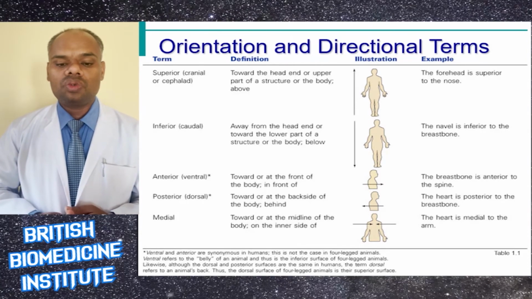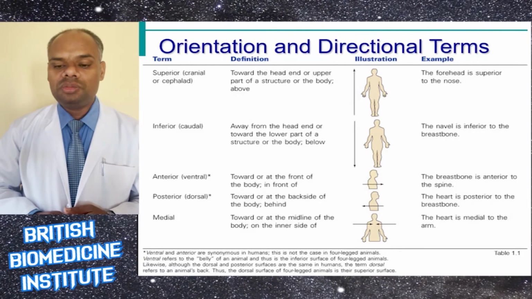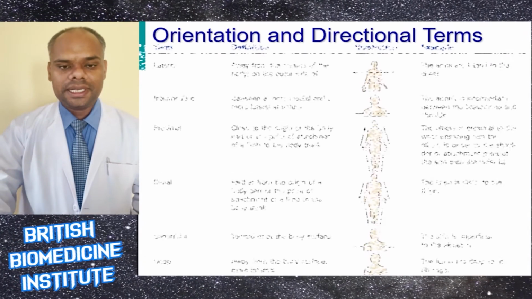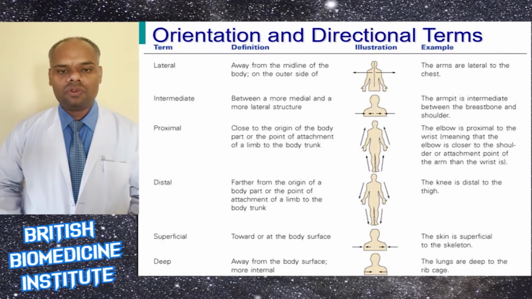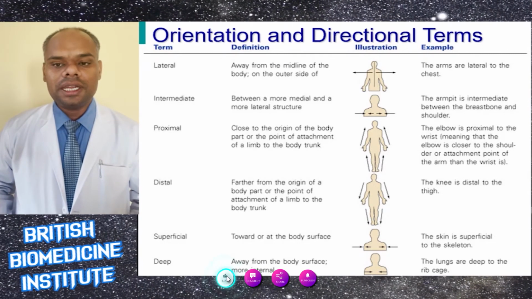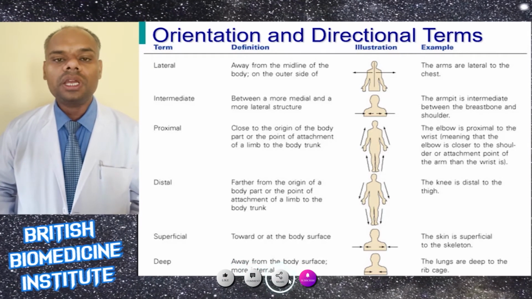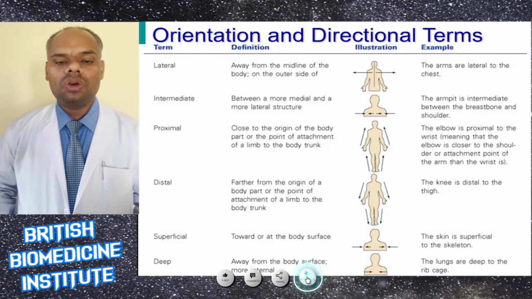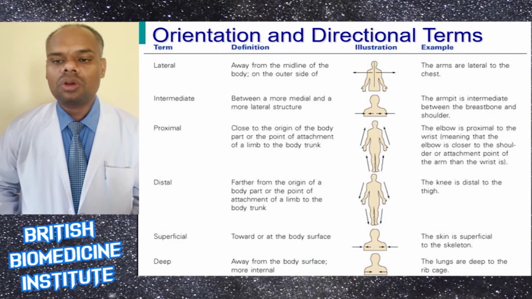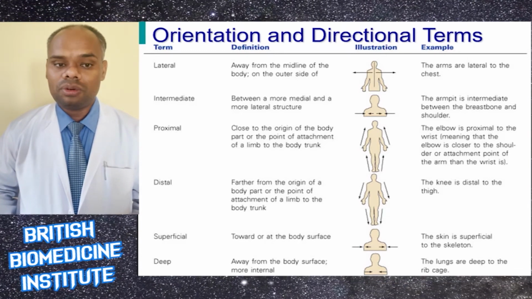Medial is toward or in the midline of the body, or on the inner side. The heart is medial to the arm. Lateral is away from the midline of the body, or on the outer side of, like your arms are lateral to the chest. Intermediate is between a more medial and a more lateral structure, like the armpit is intermediate between the shoulder and breastbone.